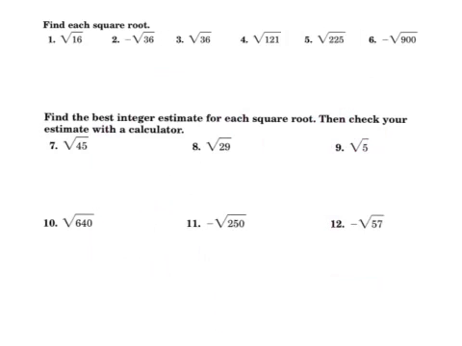Let's get into some examples. On numbers 1 through 6, we're going to find the square root of all of these numbers. So the square root of 16, what number times itself is 16? Well, that would be 4. 4 times 4 is 16.